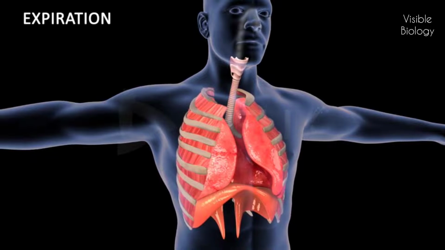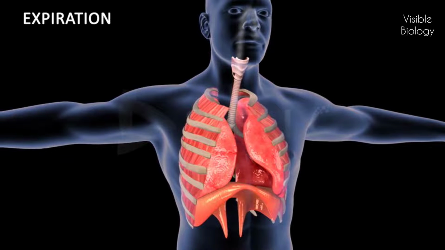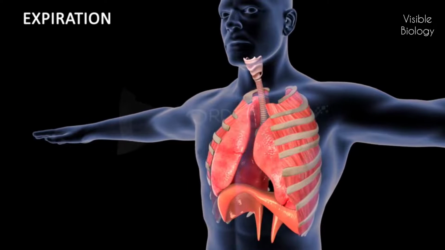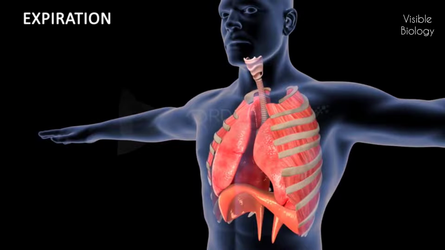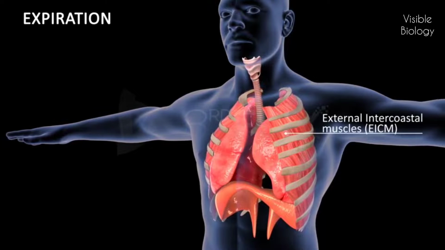Expiration. Release of alveolar air to the outside is known as expiration. It takes 0.3 seconds. It is a passive process as it takes place by the relaxation of the muscles of the diaphragm and the external intercostal muscles.